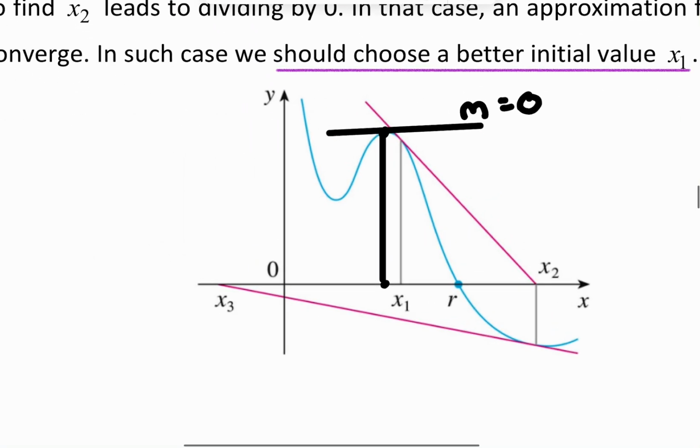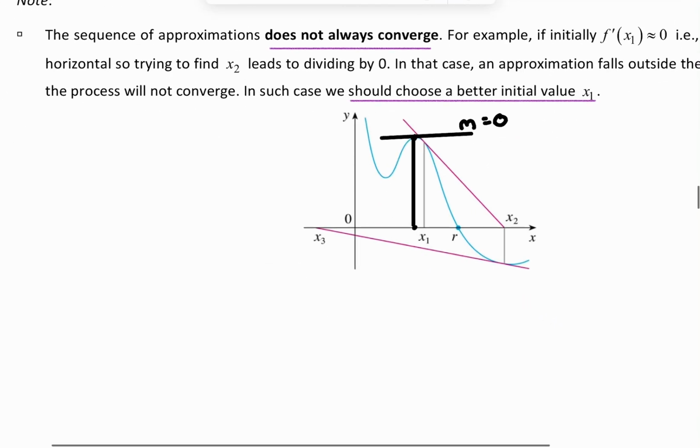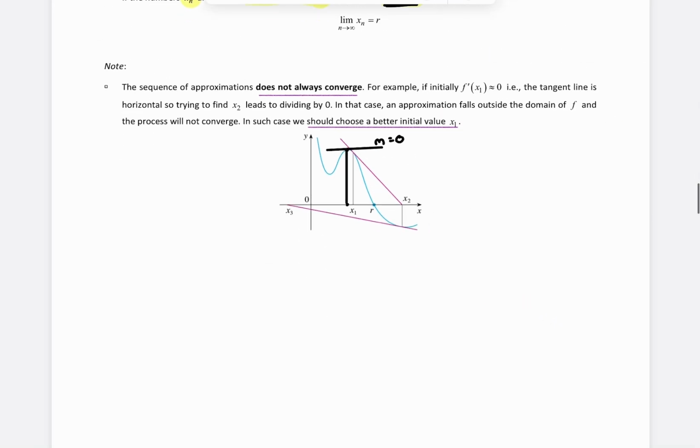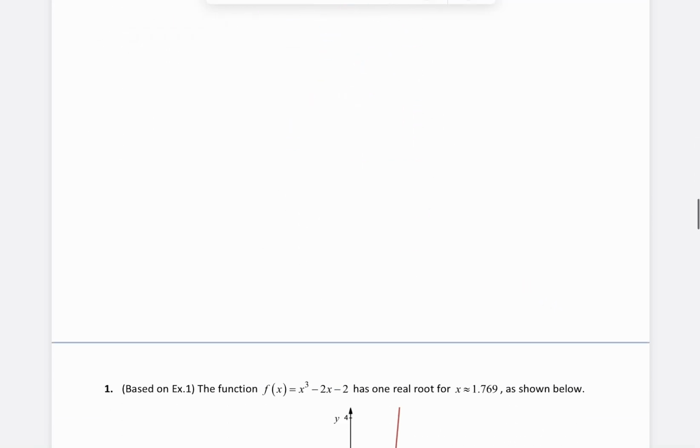When you see the graph, the steeper the line, the more likely you'll get a root, and also the closer you are to the root, the more likely you'll get to a root.